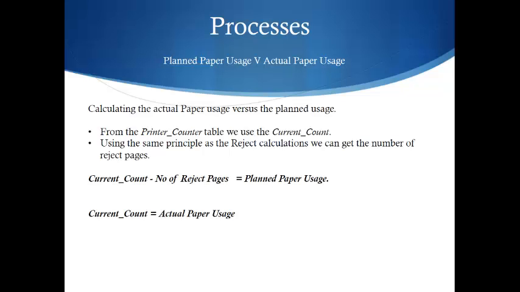The same principle is in play for the paper usage. From the printer counter table we use the current count, and this is simply the current count minus the number of reject pages is equal to the planned paper usage, and the current count actually equals the actual paper usage.